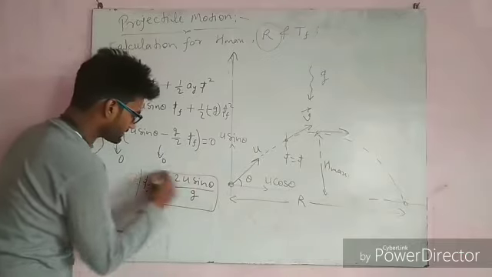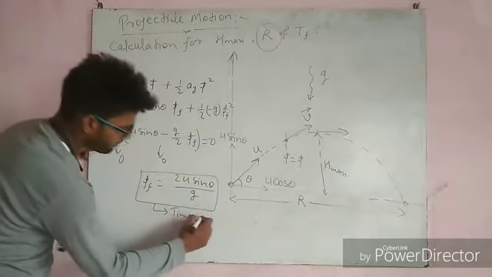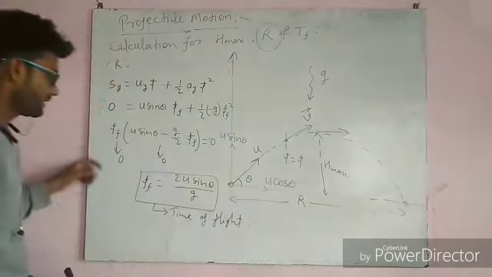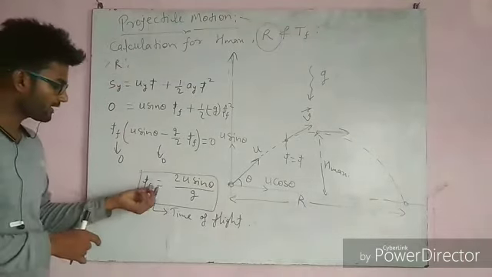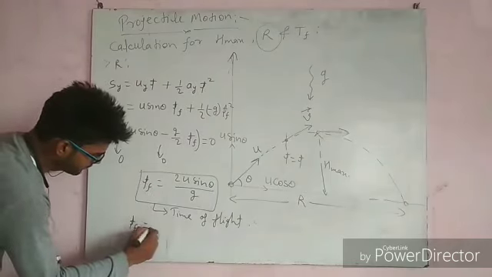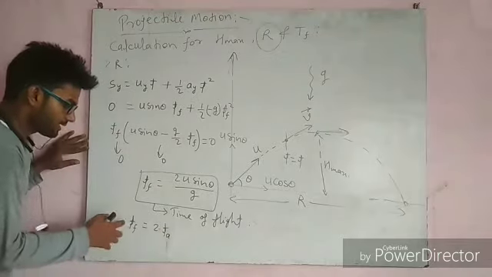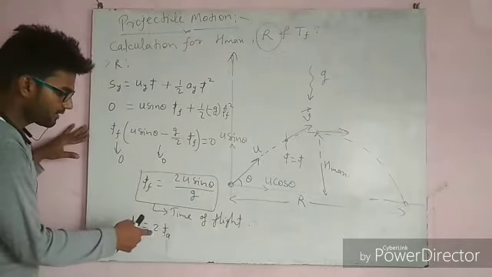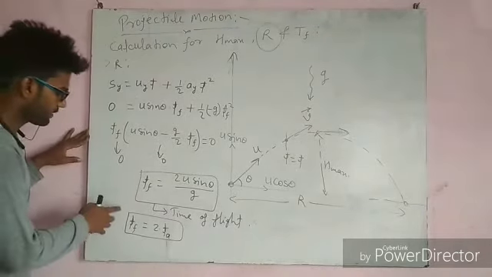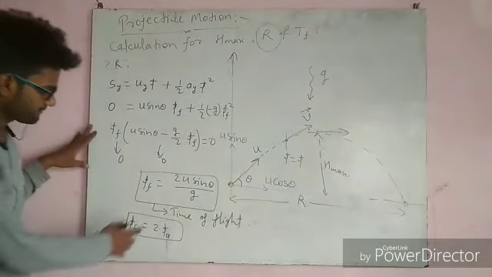So if this value is 0, we get Tf equal to 2u sin theta divided by g. And what is this time? This is the time of flight. And from the previous formula you can easily see that this Tf is equal to 2 times TA, that is, time of flight is equal to 2 times the ascending time. So you can frequently use this relation for solving questions, right?